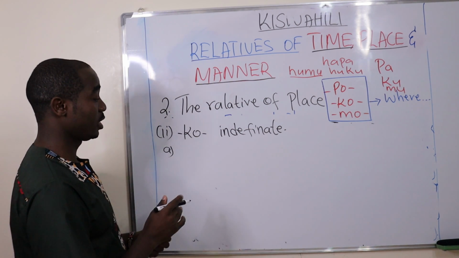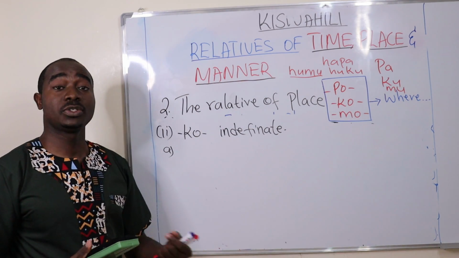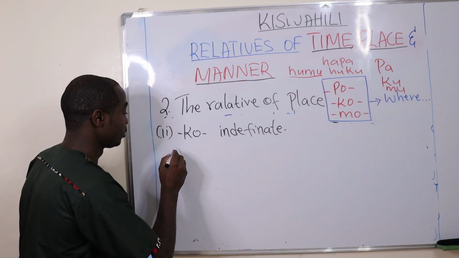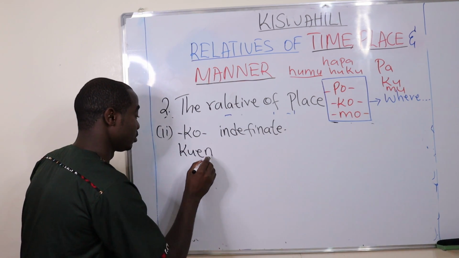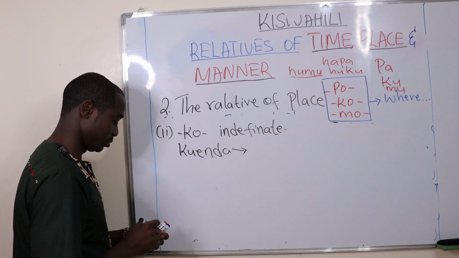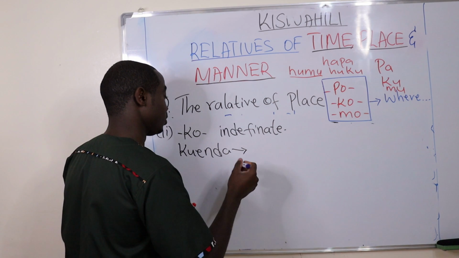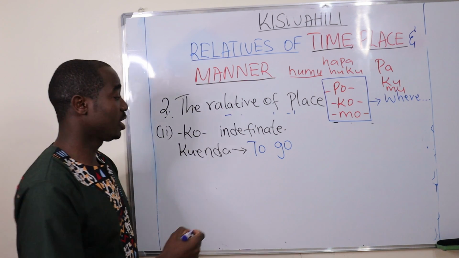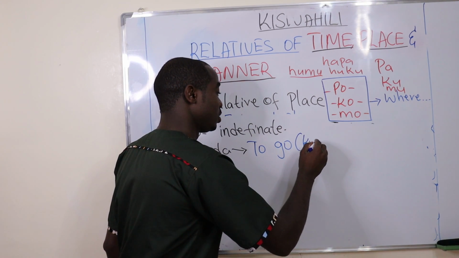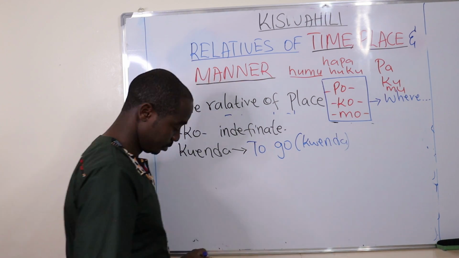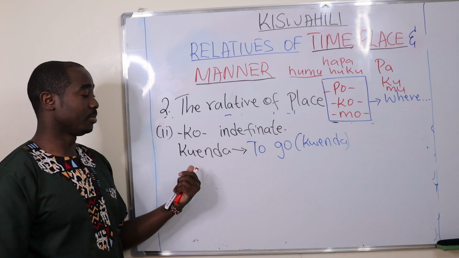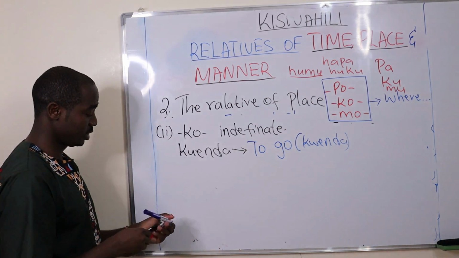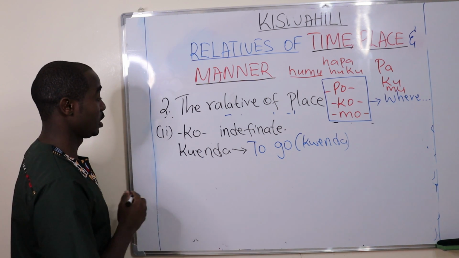Example we have here, moja. We use the verb kuenda. Kuenda is to go. You can use kuenda or kwenda. We have this other one, kwenda. It has the same meaning. Kwenda and kuenda. So you'll have example one, moja.